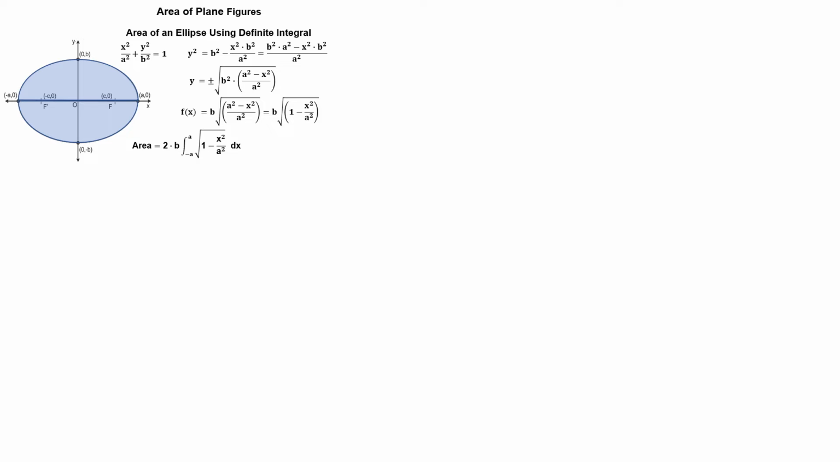To evaluate this integral, we replace x over a with sine of t. So x is equal to a times sine of t, and dx is a times cosine t dt. The new function of t must be integrated with respect to t and not with respect to x.